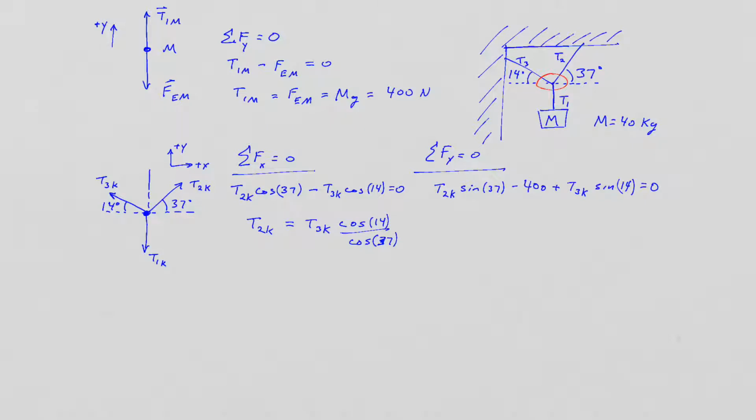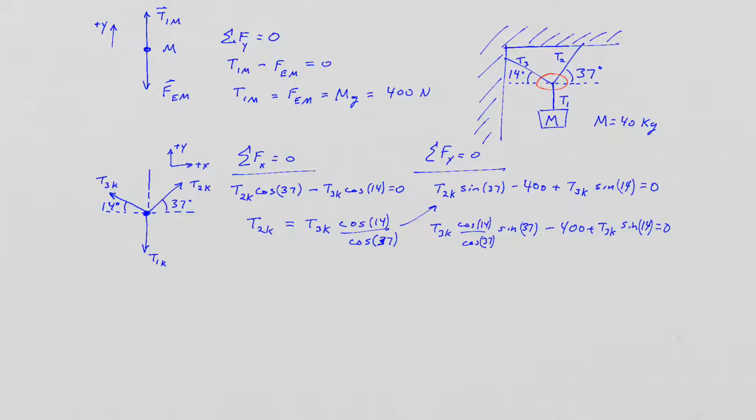Now what we're going to do is take this equation here, the value of T2k, and plug it into this equation over here, and then we'll be left with an equation that's only in terms of T3k. So let's do that. Let's take this and plug it into this equation over here, in which case we get T3k cosine of 14 over cosine of 37, all times sine of 37, minus 400 plus T3k sine of 14 degrees is equal to 0.